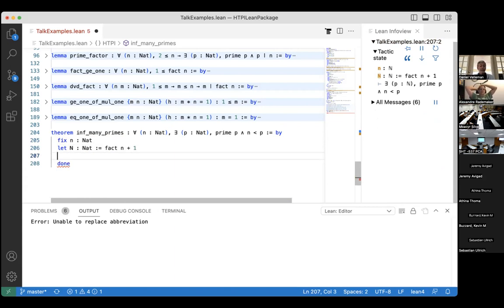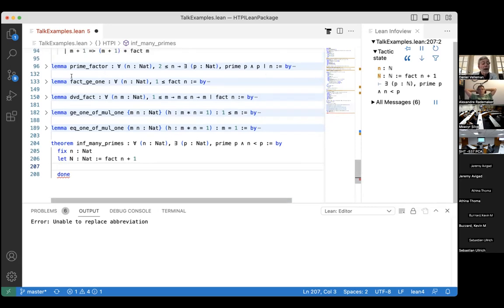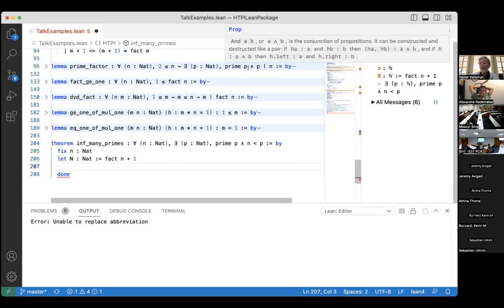And I hope everyone knows now what proof I'm doing. I should find a prime factor of capital N, and then the idea is to say, well, that prime factor can't be less than or equal to n, so it must be bigger than n. But the first step is, how do I even know that capital N has a prime factor? Well, I have a lemma up here. Prime factor says every natural number that's at least 2 has a prime factor.